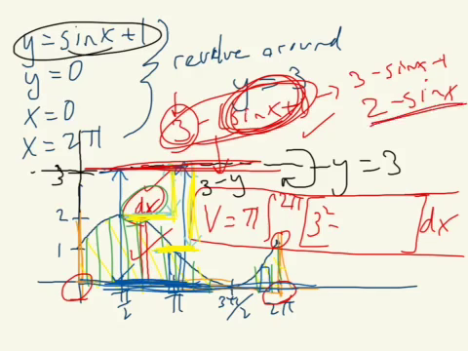So now I'm going to use this simplified form and put in 2 minus sine x. Don't forget to square it. And that's it. I don't have a calculator on me to figure out what this is going to be, but you can plug it in and get an answer. So hopefully that helped a little bit.